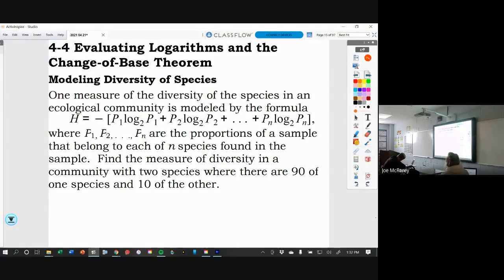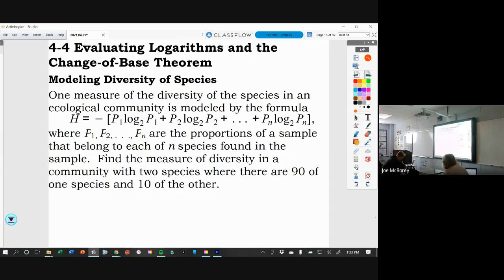I honestly don't have a clue what measure of diversity really means. I have no idea, but I can still work this problem. Okay? Find the measure of diversity in a community with two species where there are 90 of one species and 10 of the other.